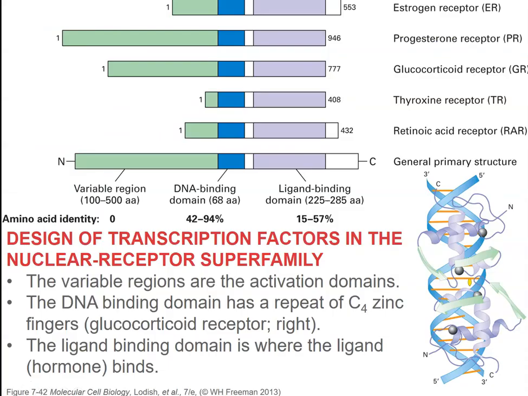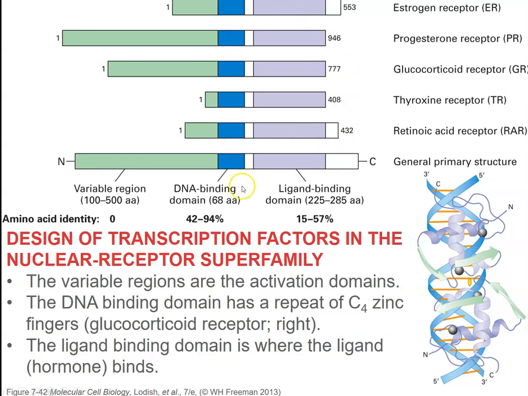A lot of these proteins have been studied. These proteins right here are lined up to show the different domains of the protein that have similar characteristics. In purple, for example, that's the ligand binding domain. These are for things like the estrogen receptor, progesterone, glucocorticoid, thyroxine, that's thyroid hormone, and retinoic acid, that's vitamin A. And then this is the general primary structure that we're using to refer to all of these.